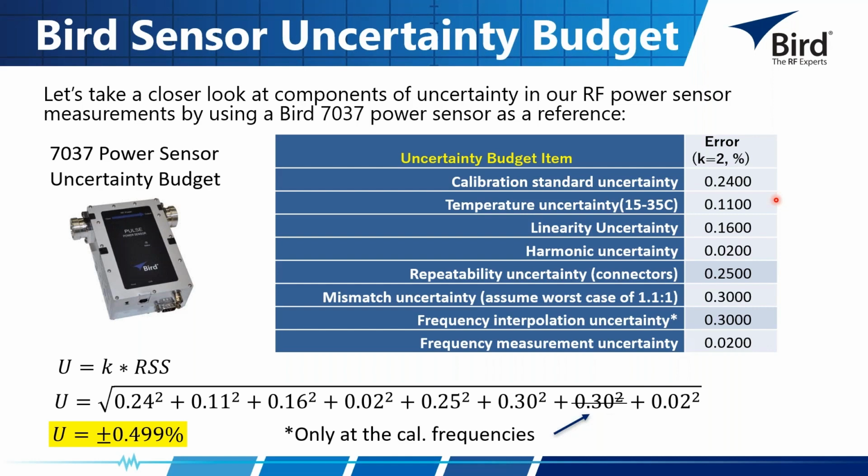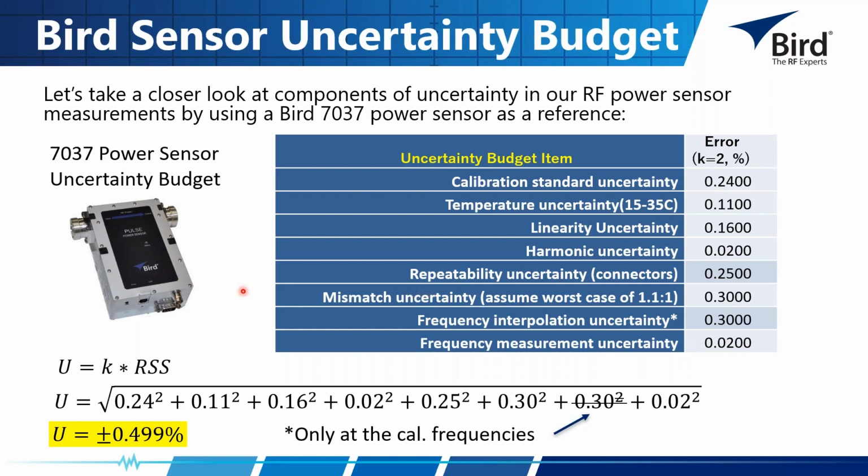Linearity uncertainty can refer to the dynamic response of the device. In the case of a diode detector type of sensor, you're going to have different variations in measurement over the dynamic range, or in the case here, we're doing direct RF sampling, so we're looking at the linearity of the analog to digital converter itself. Harmonic uncertainty is making sure that the sensor can properly reject out of band unwanted signals. For repeatability, we pop the sensor out and back in, repeat a lot of measurements, and see what kind of variations you get.